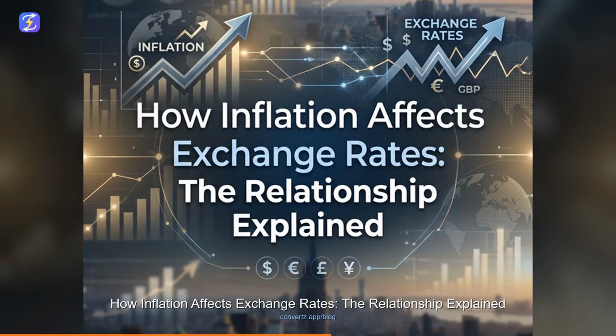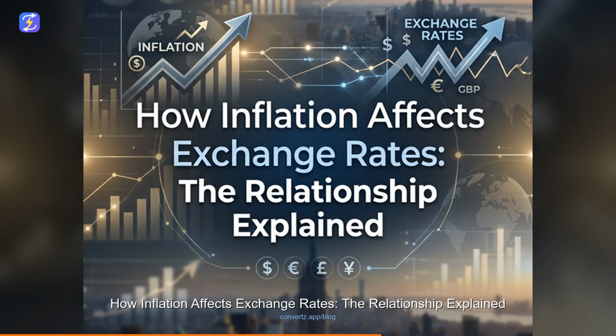Japan's yen, 2022 to 2025. Japan experienced the opposite problem. While other countries fought high inflation with rate hikes, Japan maintained ultra-low interest rates. Even as Japanese inflation rose to 3 to 4%, the Bank of Japan kept rates near zero for much of this period. The result was a widening interest rate differential between Japan and countries like the US, which had raised rates to 5% plus. The yen weakened from about 115 per US dollar in early 2022 to over 150 per US dollar.